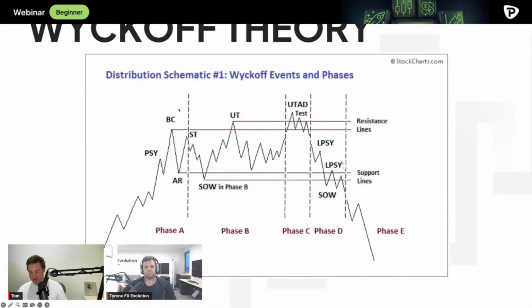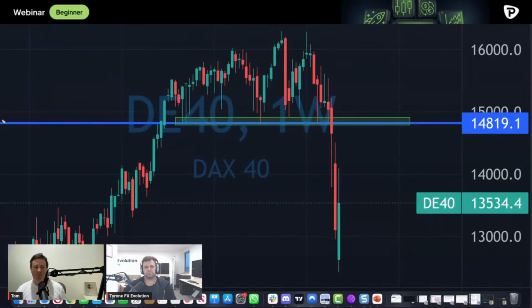So if we go back to that example, let's just quickly mark them up. This would effectively be our SI. This would be our AR. This would be our BC. This would be basically another sell-off into that point. This would be a UT. And then you could even argue that's maybe a UTAD if it did make a new high, which it didn't.